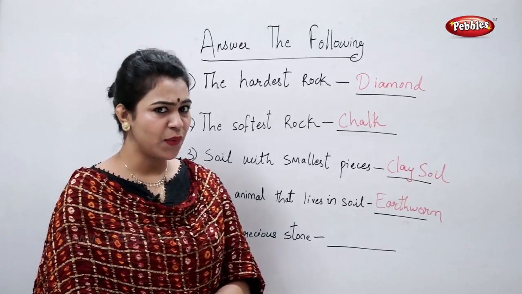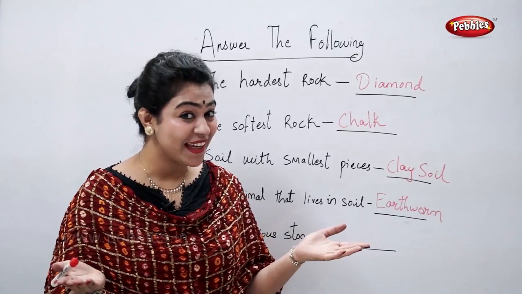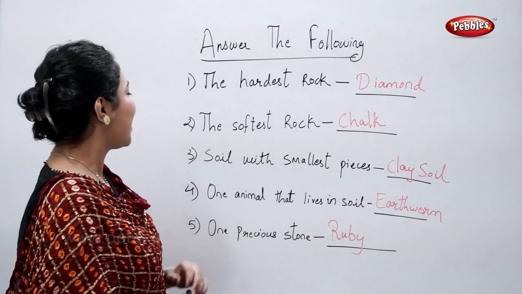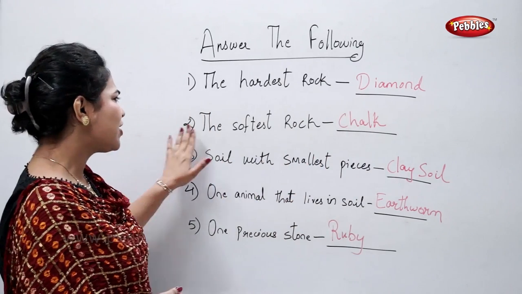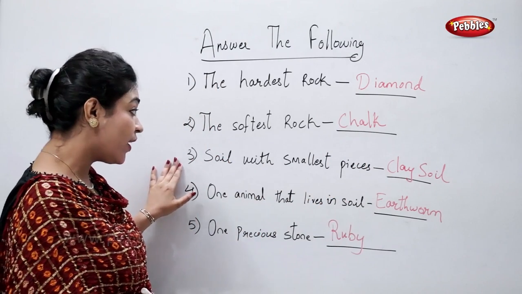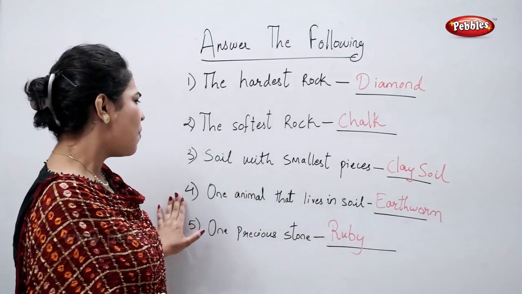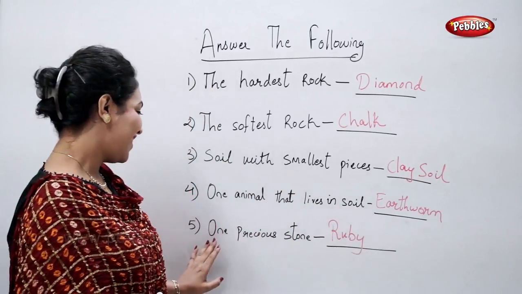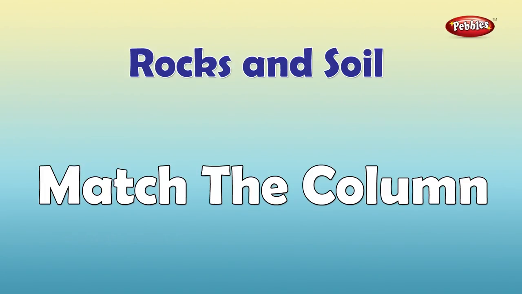One precious stone. Name one precious stone. That's ruby. The hardest rock is diamond. The softest rock, that's chalk. Soil with smallest pieces, clay soil. One animal that lives in soil, earthworm. One precious stone, ruby. Match the column.